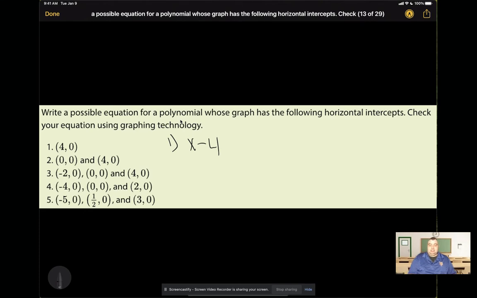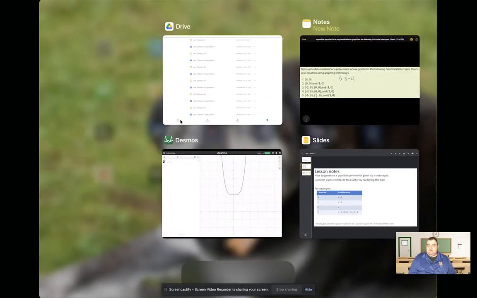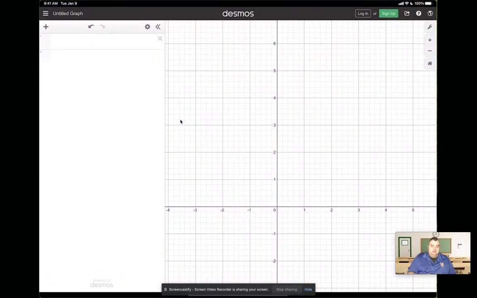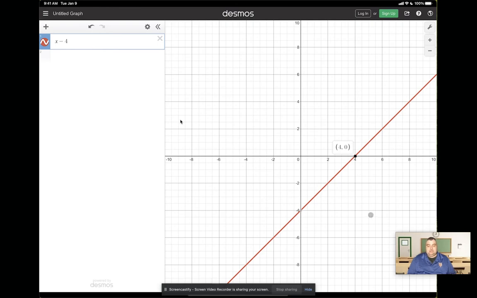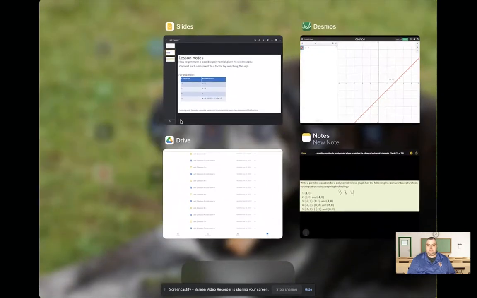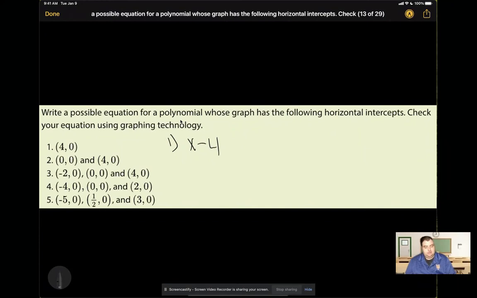Now it says to check using technology. So what if I go to Desmos and I type in x minus 4? Let's see what happens. If I type in x minus 4, does it have an x-intercept of 4? It indeed does. Okay, so that's number 1.